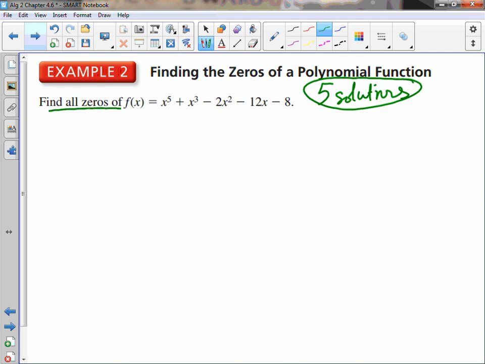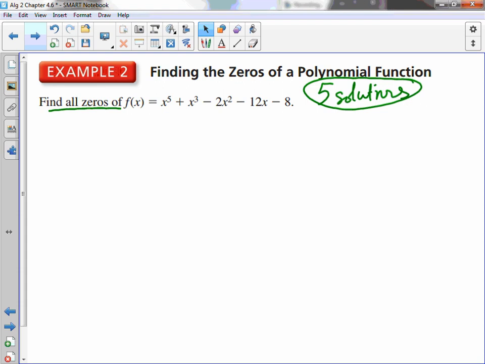Find all the zeros. So the wording changed. Now it's not asking us to say how many there are. It's wanting us to find them. At this point it's just saying find all the zeros. We don't have to list the rational zeros if we don't want to. If I look at this, would the rational zeros be fractions? Would we have a possible fractional rational solution?